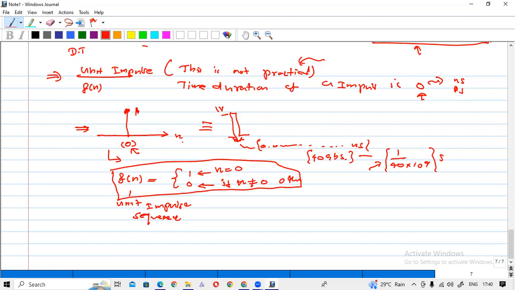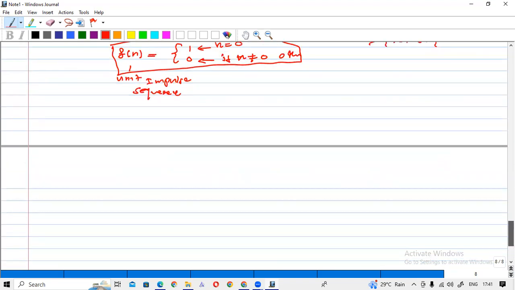Now, can you draw this signal? If I ask you to draw delta n minus 3, so what is this? How can we draw this? This is time shifting, no? It is shifting this way. Now it is in the n domain, not the time n.